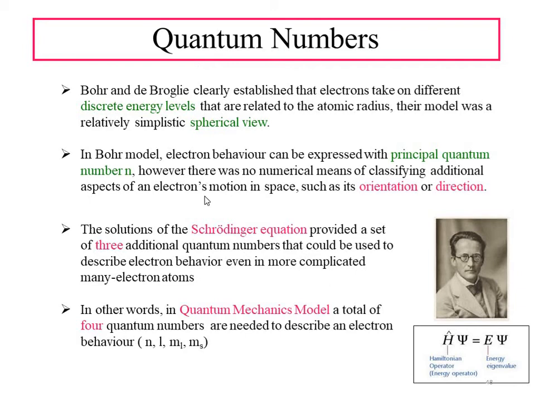And why was this quantum mechanics model successful in that? How does quantum mechanics explain it? If you see the Schrodinger equation, so this is Schrodinger. He is an Austrian physicist.